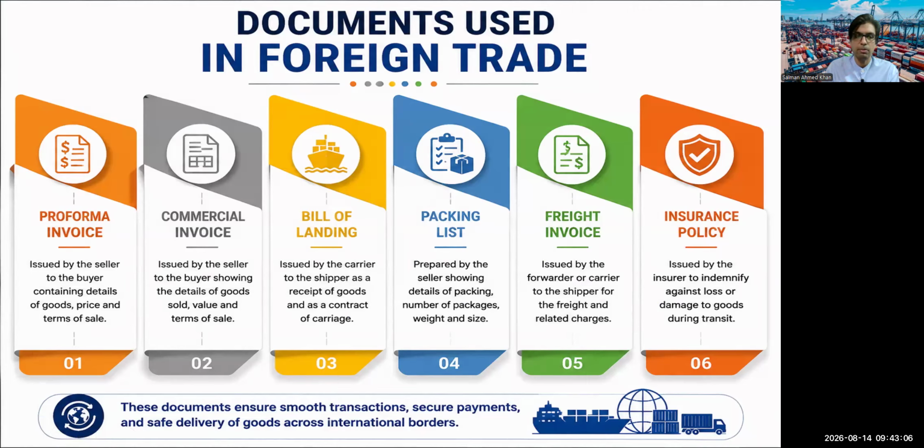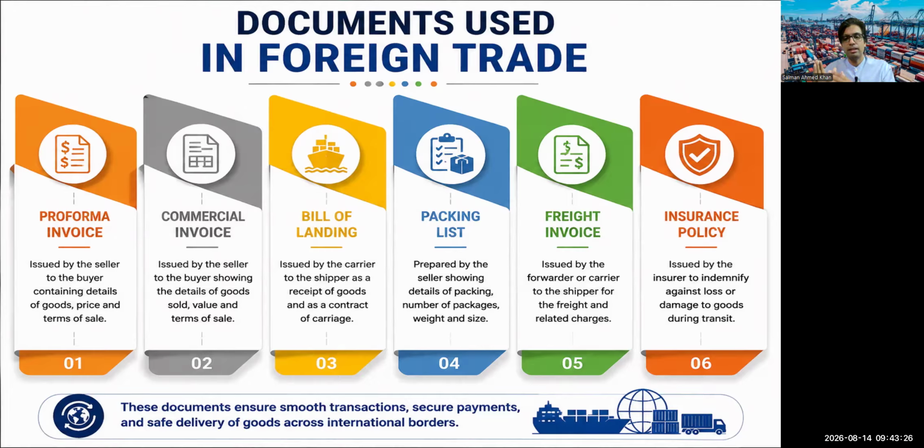Number one is the pro forma invoice, issued by the seller to the buyer containing details, pricing of the goods, and the terms of the sale. Commercial invoice, issued by the seller to the buyer, showing the details of the goods sold, value, and the terms of the sale. Bill of lading is basically issued by the carrier. Packing list, a freight invoice, insurance policies.